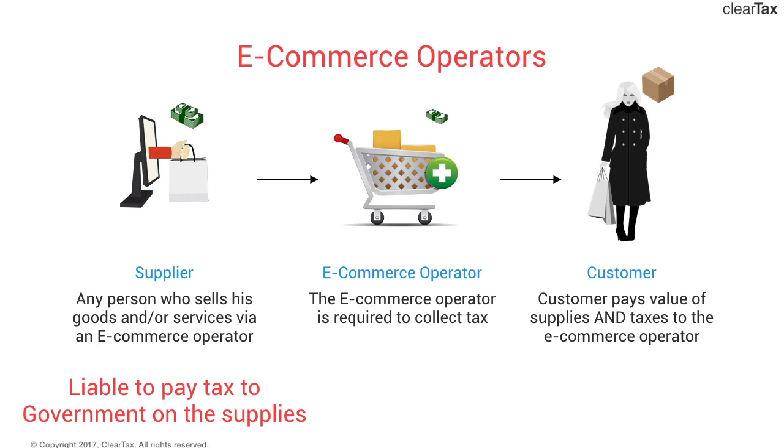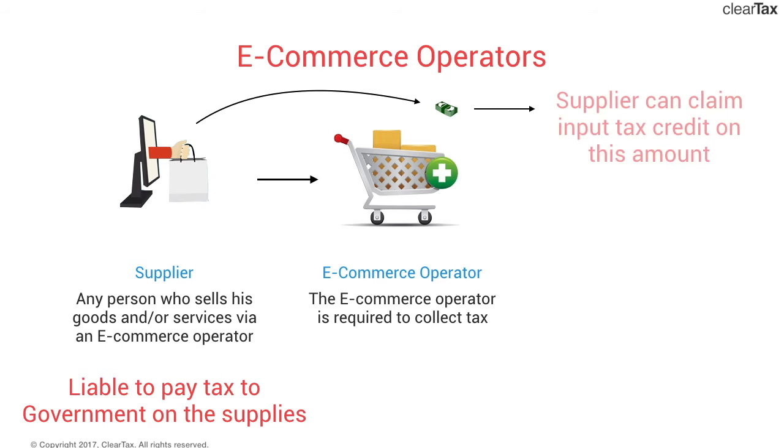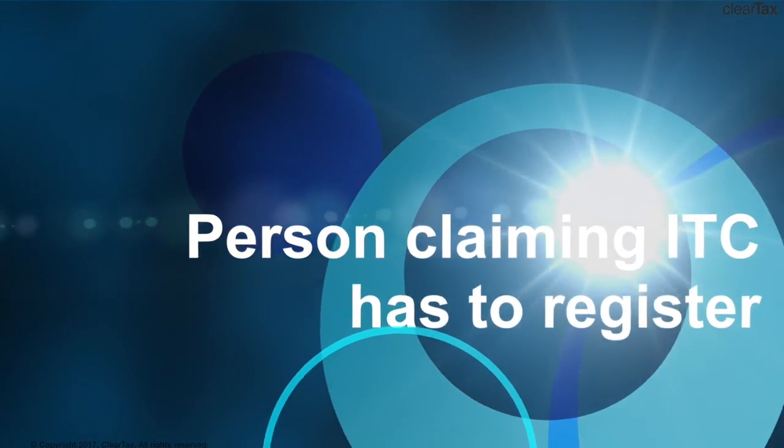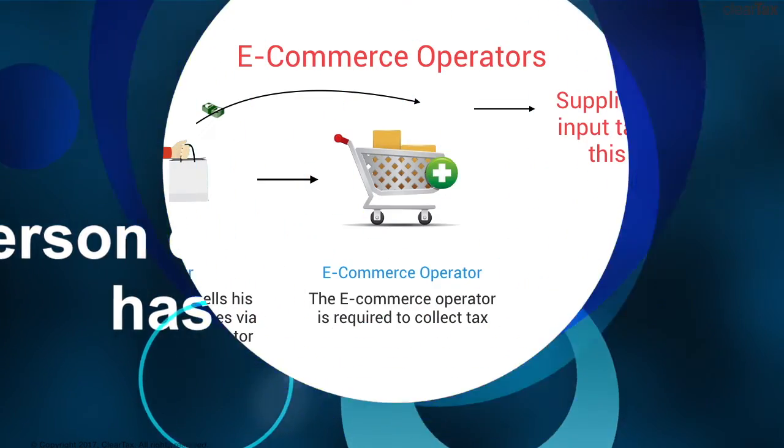E-commerce operator is taking only 1% of the total. The tax rate could be 15%, 18%, anything. So the remaining tax, the supplier will have to pay to the government. So in this situation, the supplier can claim input tax credit on the amount collected by the e-commerce operator. And that's why the supplier will also have to be registered, because any person who claims input tax credit will have to be registered. That was the first condition attached to input tax credit, which we checked out in the previous section.